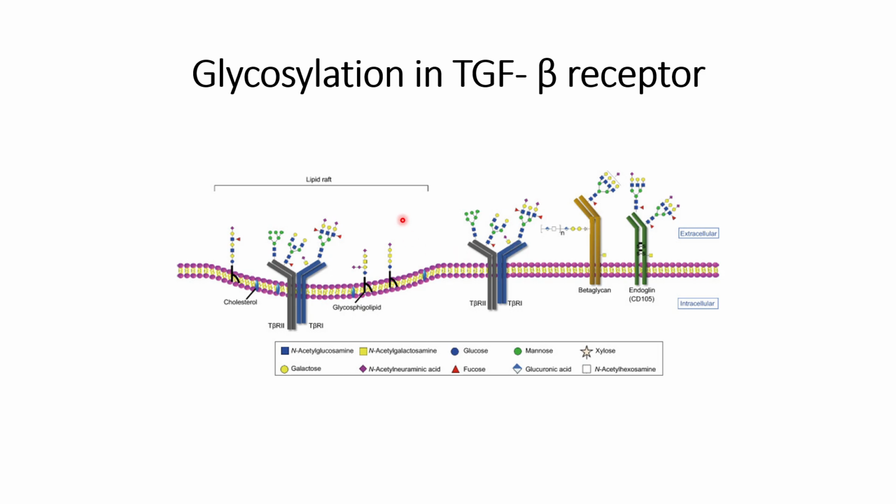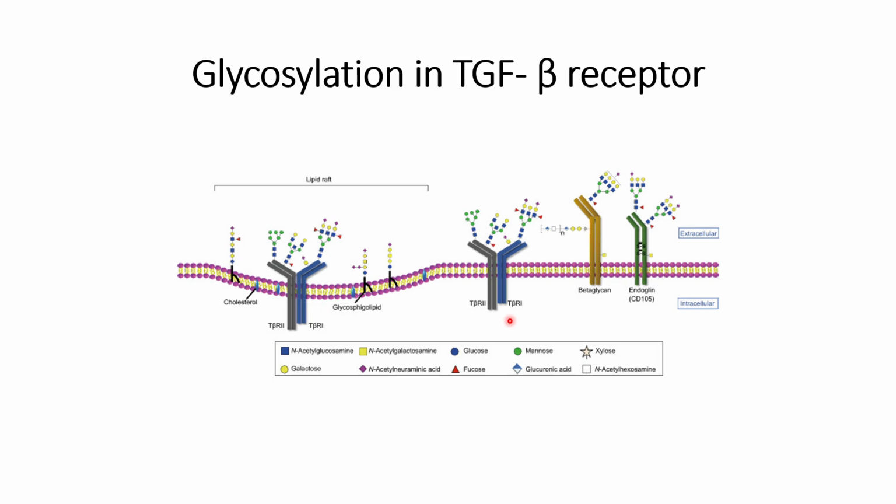This lipid raft does not necessarily need to be in this order. The important thing in this microdomain is that TGF-beta receptor 2 and TGF-beta receptor 1 need to be close to each other, so that once TGF-beta interacts, it will cause the phosphorylation of the intracellular domain that will trigger EMT, the epithelial to mesenchymal transition.